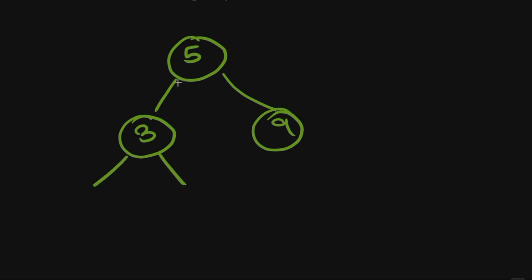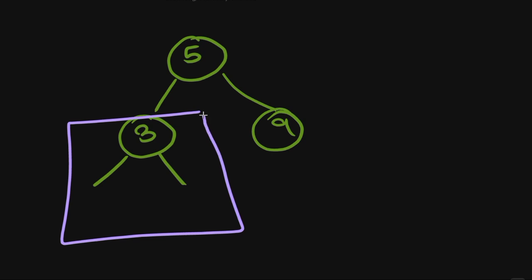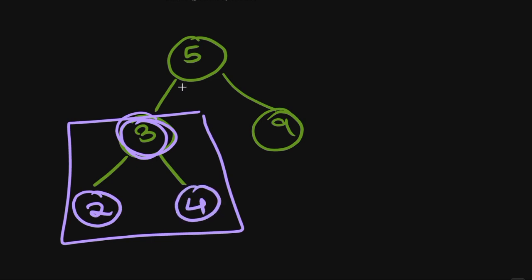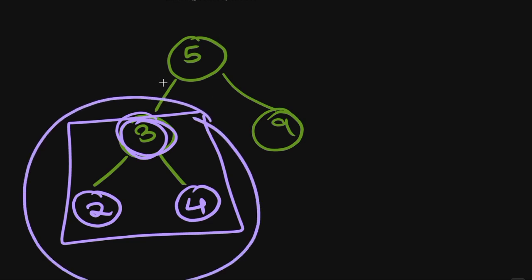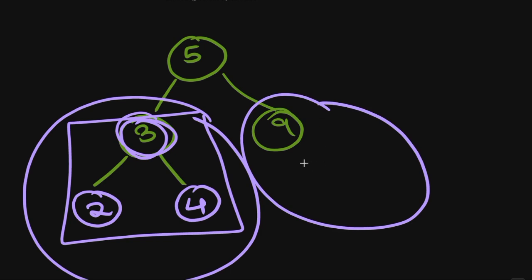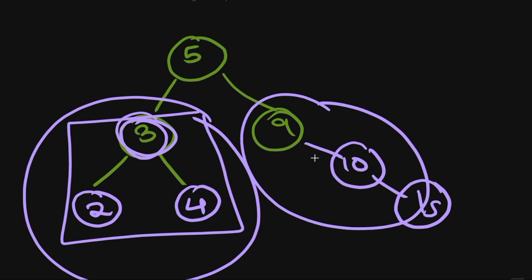We will consider only this part, which is again a node. In this, it should have a lesser value here and a greater value here. So we can add 2 here, which is less than 3, and here we can add 4. So you can see 2, 3, 4, this whole part is less than 5. Similarly, here we have 9, and we can add 10 and 15. So this whole right part is greater than 5.